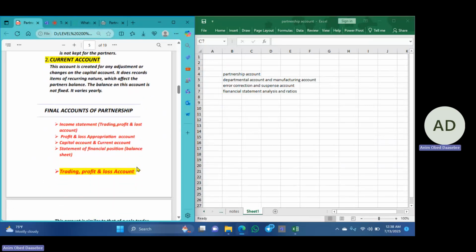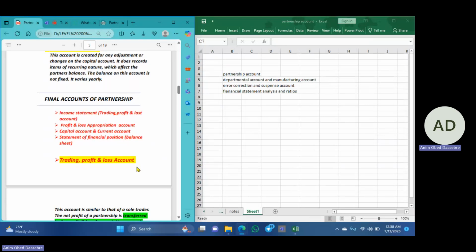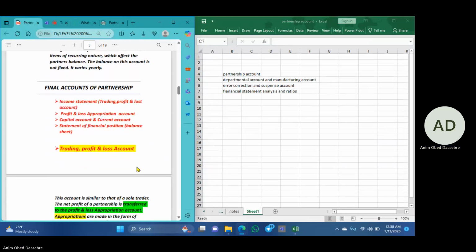In a partnership, one of the components of the final accounts is the income statement, what we call the trading profit and loss account, then the profit and loss appropriation account. Then we also have capital accounts and current accounts. The last one is the statement of financial position, or the balance sheet as we already know, right? So these are the 4 final accounts of a partnership, right?